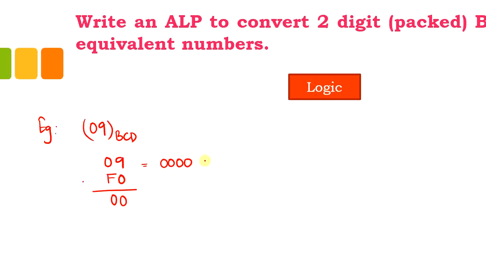9 is 1, 0, 0, 1. And F0 is 1, 1, 1, 1, 0, 0, 0, 0. So you can see when you perform the AND operation, this will be all zeros. Correct? So you can see the equivalent of masking will be 0 in this case. If the number was a different number, you would have obtained a different result.